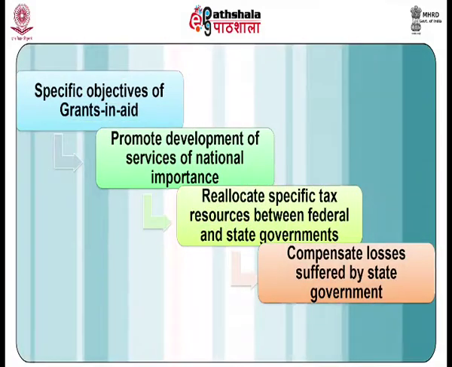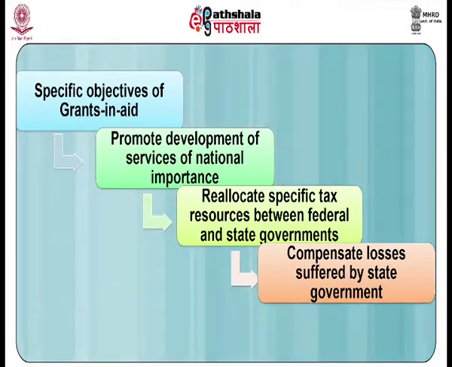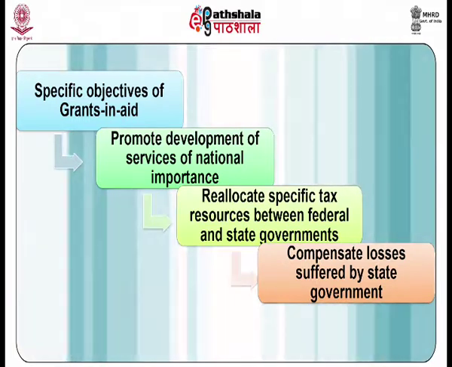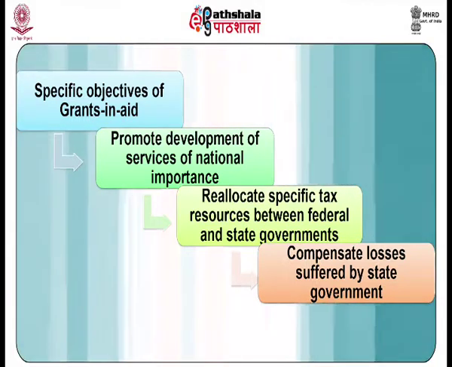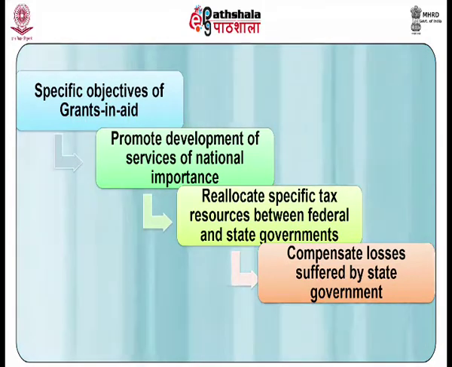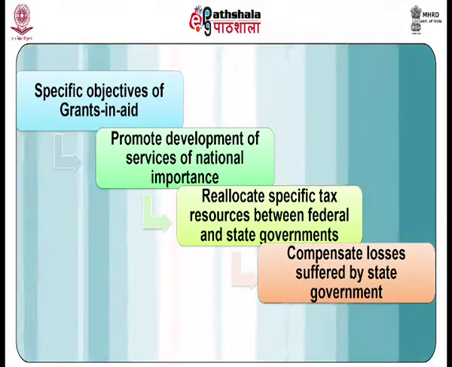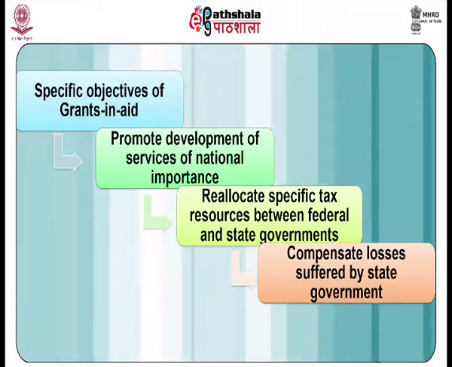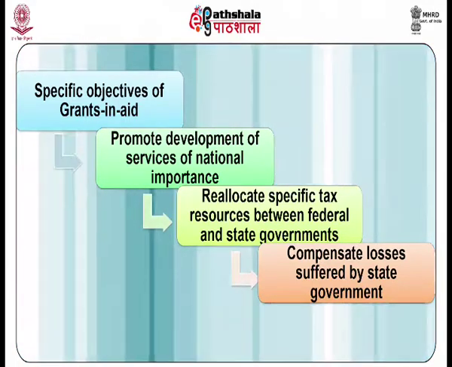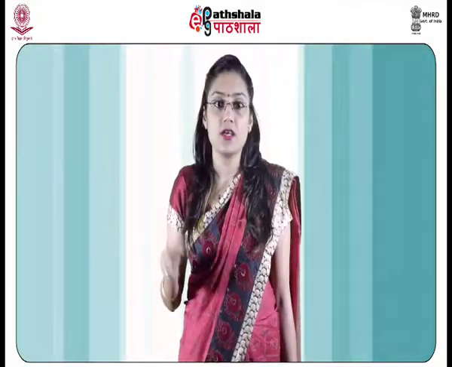The specific objectives are: first, to promote development of services of national importance and if possible to encourage local participation in such services. Second, to reallocate the specific tax resources between the federal and the state governments as circumstances require through matching grants. Third, to compensate the losses suffered by the state government. Let us now discuss the types of grants.